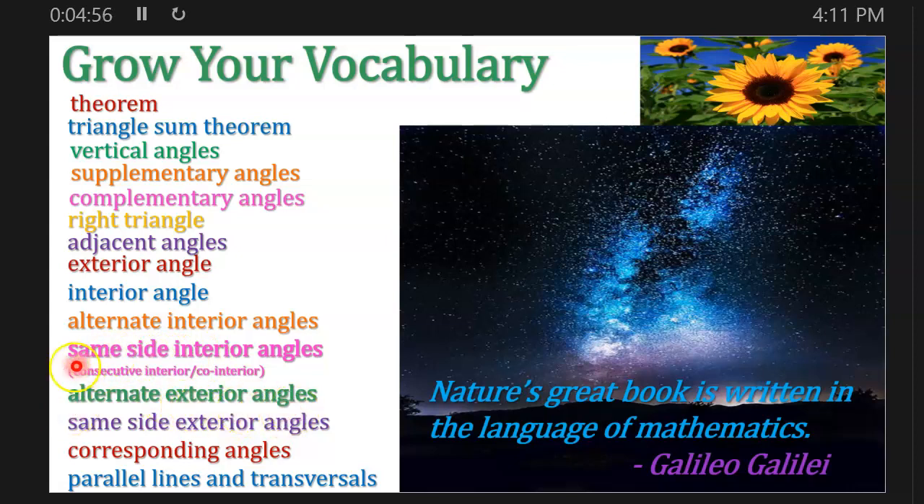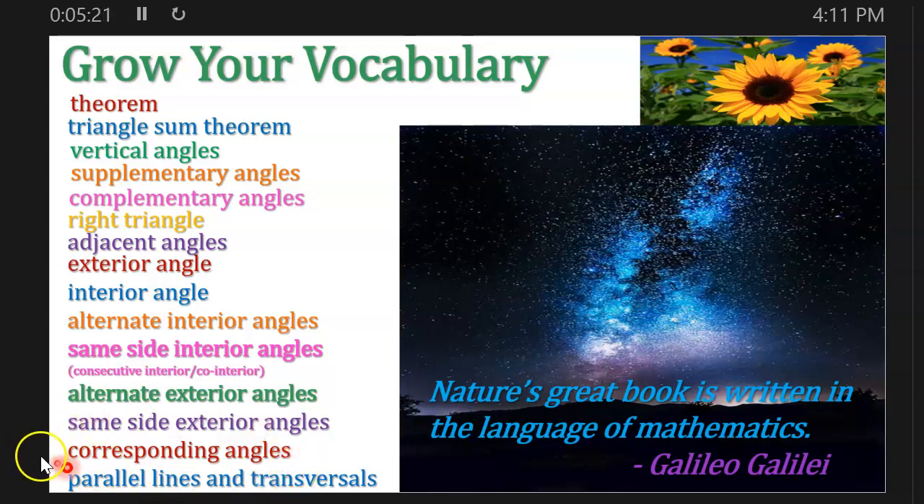Alternate exterior angles are on alternate sides of the transversal, or on opposite sides of the transversal, which is another way of saying alternate sides. And then exterior to the parallel lines. Same side exterior is also supplementary like the same side interior. And same side exterior means they're on the same side of the transversal, but exterior to the parallel lines.